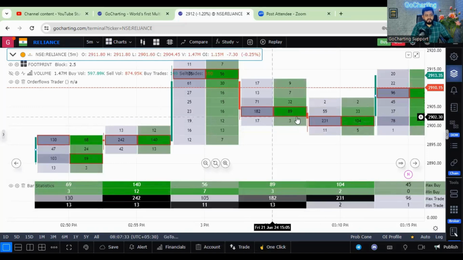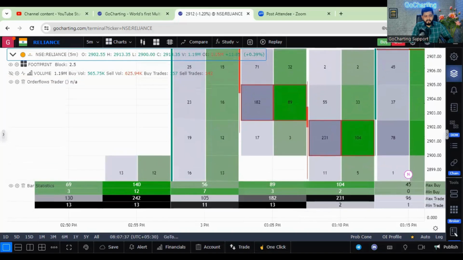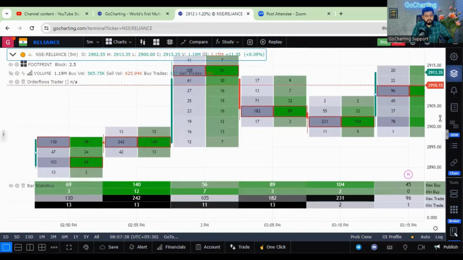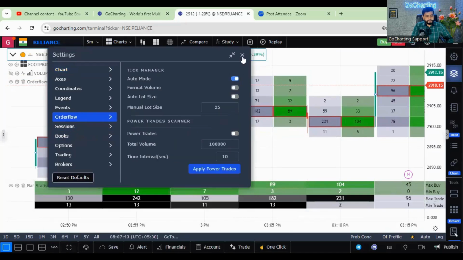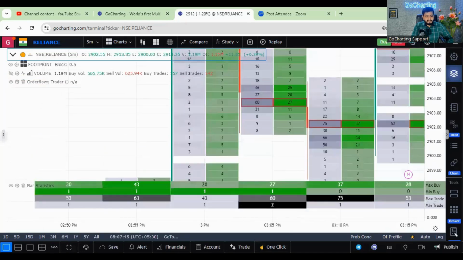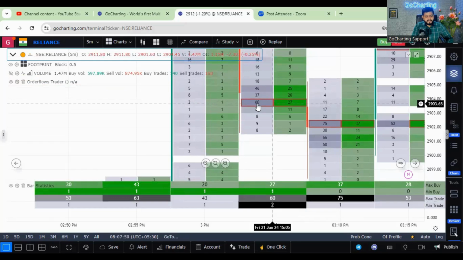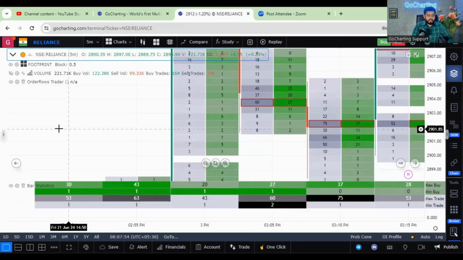Now, friends, let me tell you, it depends on the tick size. So if you change the tick size, your max and min values will change. For example, go to settings, go to order flow and make it auto mode. Now if you change it, you see the values have changed. Now the max trade is 60, and that is reflected over here. Okay, so I hope you got a nice idea about trade options.